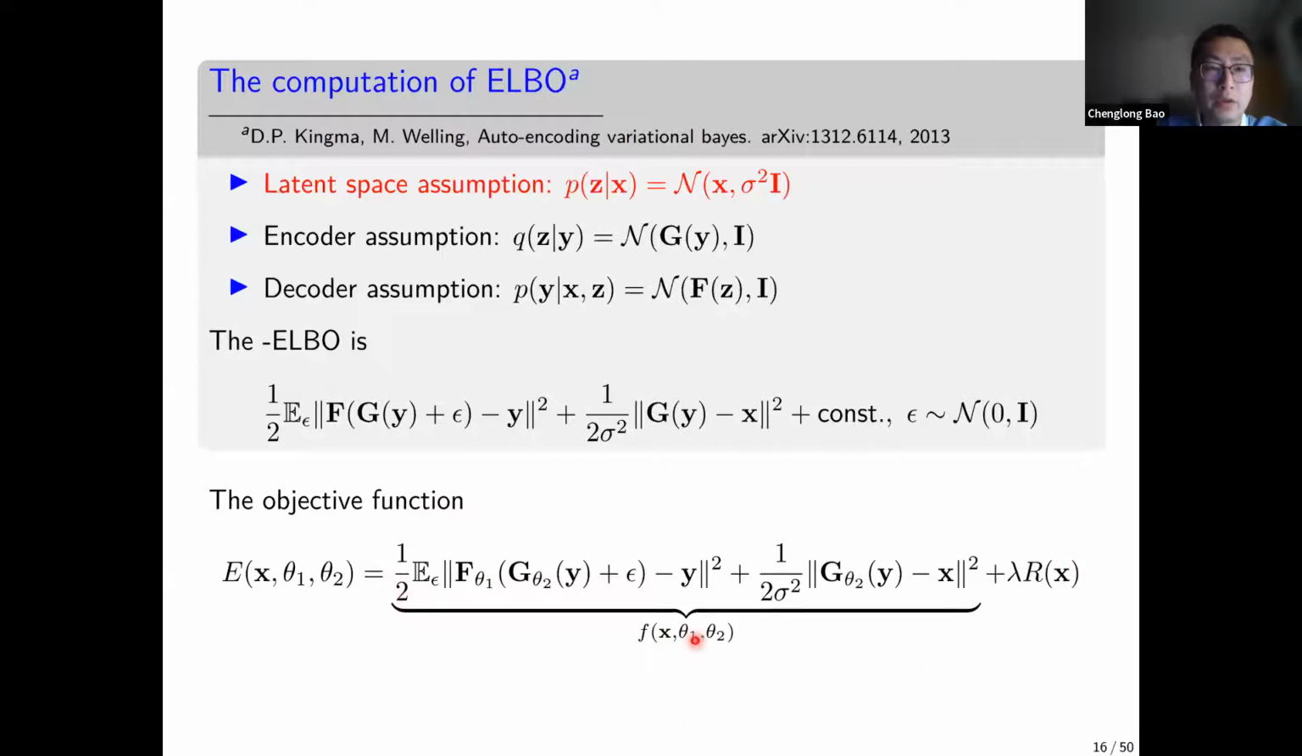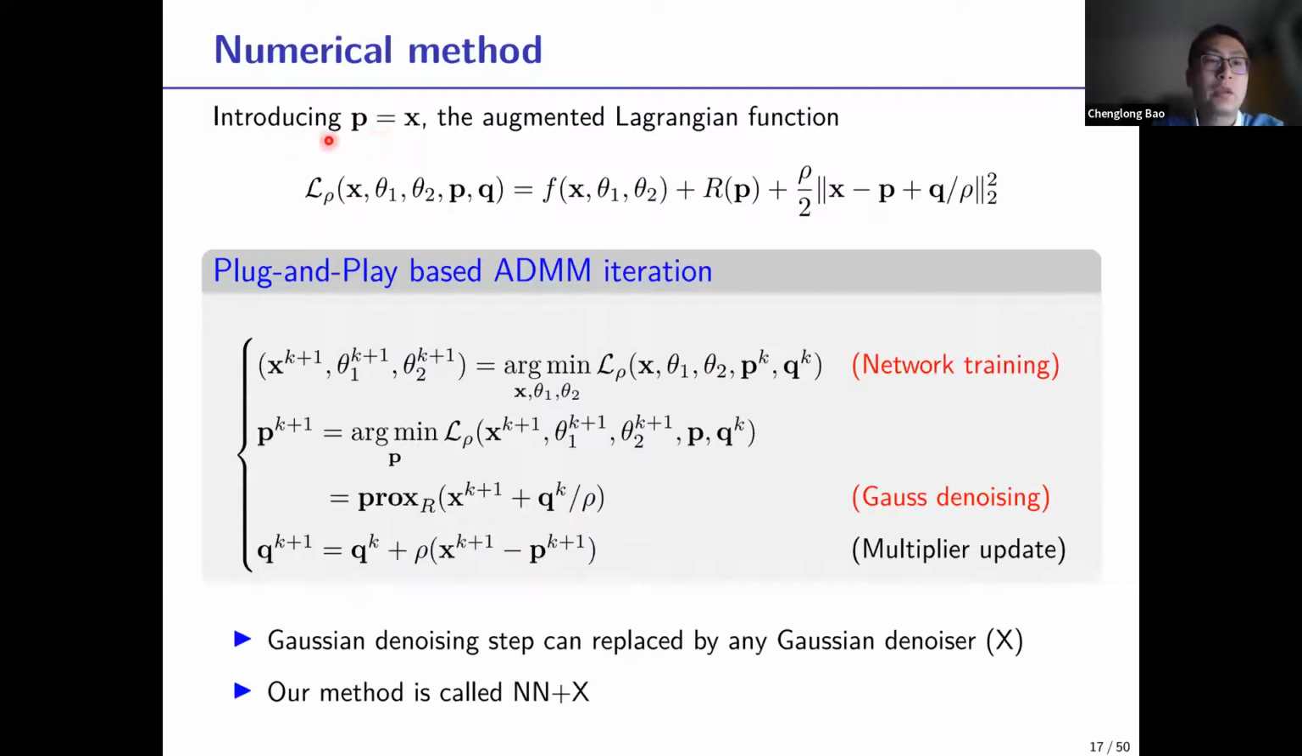Then we arrive at the objective function like this. We try to minimize this model, with the variables consisting of the image X, the decoder and the encoder. To minimize this model, we introduce an auxiliary variable P equal to X, and we apply the ADMM method to solve it. In the first step, we fix P^k and Q^k, and we need to optimize X, theta1 and theta2, which means that we train our decoder and encoder. And in the second step, we find the proximal mapping of this regularization term.